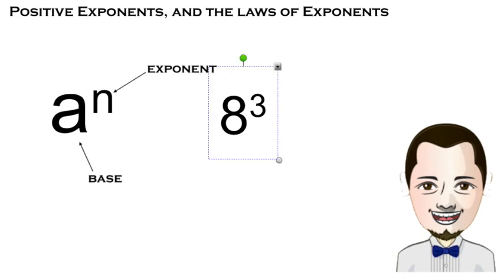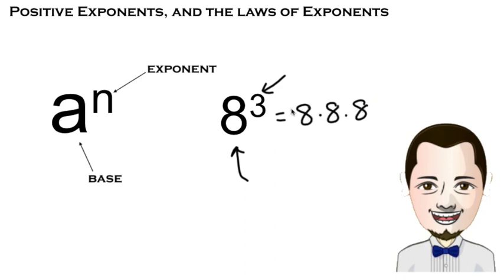base is going to be 8, and our exponent, here's the number 3 again, which is going to tell us that we have 8 multiplied together 3 times. Remember that an exponent is just a form of notation that tells us how many times that base is being multiplied together.